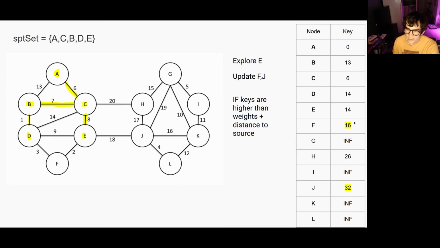And if we look at this list, the next lowest distance is F, so we're going to explore that next. And F does not have any neighbors we need to consider, so we're not going to update any distances after that. Okay, so this isn't supposed to be highlighted. It looks like it just came over from the previous slide, but that's okay.